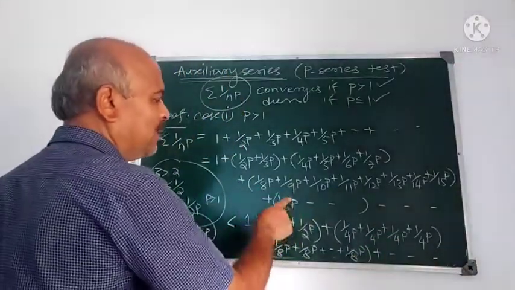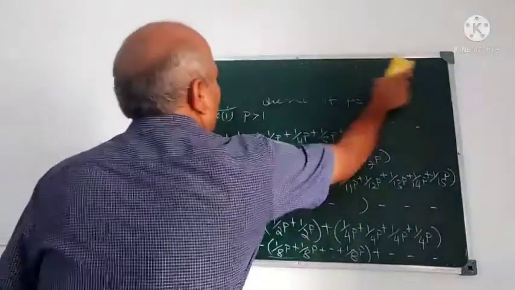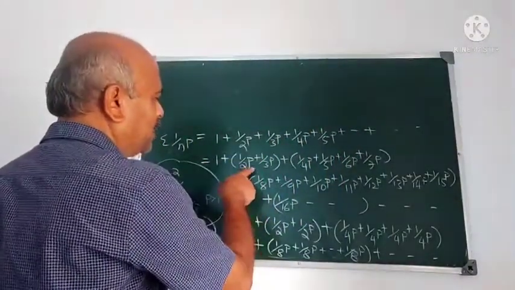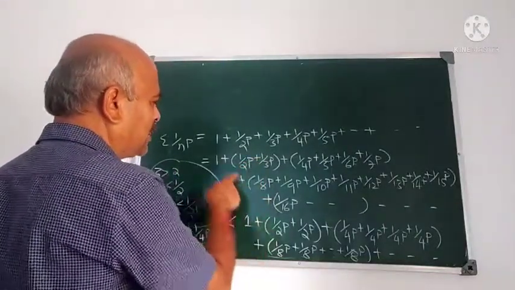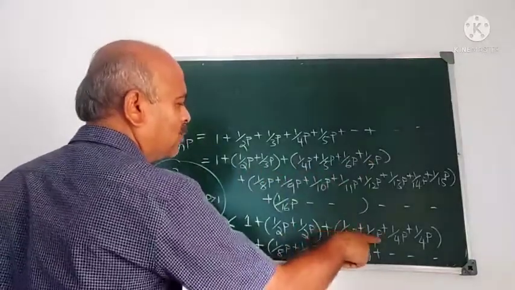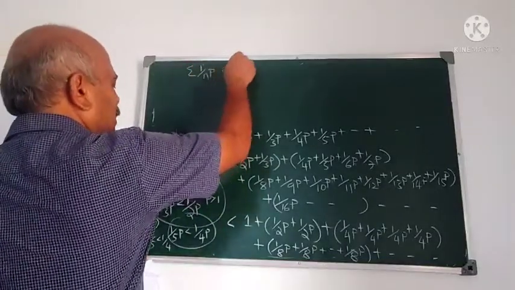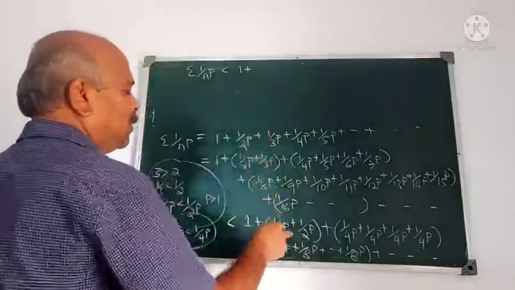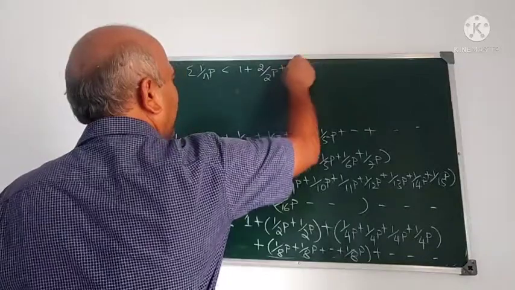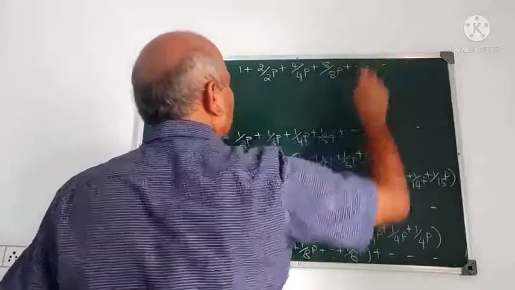Similarly, the next group is less than 1 upon 16 raised to p, and so on. Now, this is the first step here. We have rearranged the terms like this. 1 upon 2 raised to p, 1 upon 3 raised to p is less than 1 upon 2 raised to p plus 1 upon 2 raised to p. This is less than 1 upon 4 raised to p, and so on. Therefore, sigma 1 upon n raised to p is less than 1 plus, say, 2 by 2 raised to p plus 4 by 4 raised to p, 8 by 8 raised to p, plus so on.